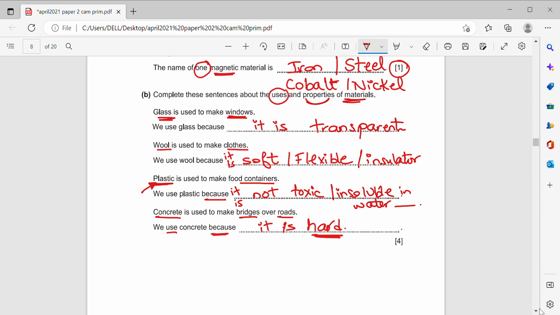السؤال ده برضو متكرر في كذا امتحان. يعني بيجي بصورة مختلفة. ممكن مرة يجي matching. ممكن مرة يجي complete. يبقى concrete is hard, used to make bridges.